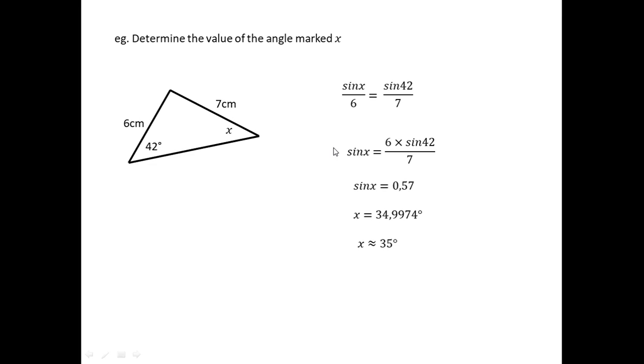First, we say that the sine of angle x divided by the length of side opposite will be equal to the sine of 42 divided by the length of the side opposite that. Plug that all into our formula. Rearrange it using equation thinking. The 6 is dividing on the left, it will times on the right. Put that all in your calculator, and le voilà, as they say in France, you have an answer.